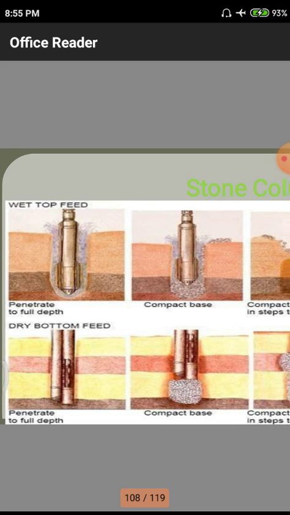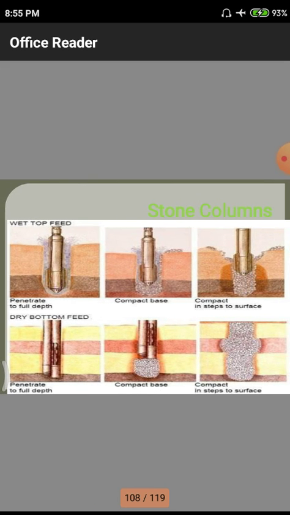After that we need to discuss these stone columns. What is a stone column? Normally we observe short columns or long columns in our RCC designs. In RCC designs we understand long columns and short columns. A long column means the L by D ratio is greater than 12. If the L by D ratio is less than 12, it is a short column. We have some memory of those things.